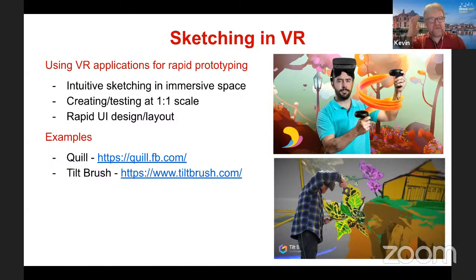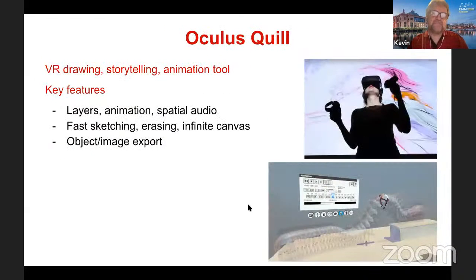Two of the most popular ones are the application called Quill, and also an application called Tilt Brush. So here's Oculus Quill. It supports VR drawing and storytelling, and it has an animation tool, and it supports some of the features you'll be familiar with from other photo editing tools like layers and having a canvas. But the focus is really on very fast sketching and drawing. So they're trying to reproduce what you do in pen and paper inside VR. So it becomes a very nice tool for really quickly sketching out the user interface.